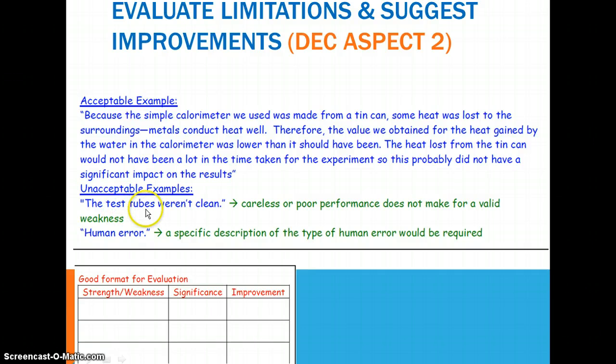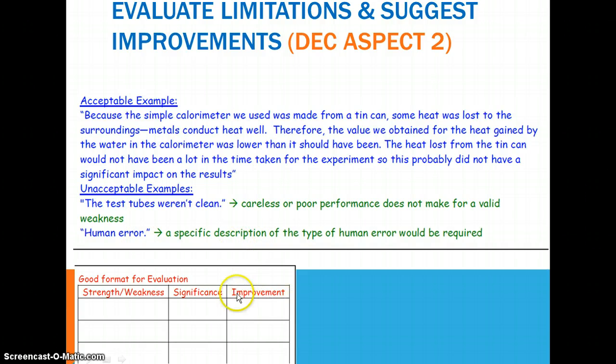So for instance, the test tubes weren't clean. Well, why do I care? What would that do to my results? Do they make them unreliable, unpredictable, not precise, inaccurate? Human error. Well, what kind of human error? What's the problem with that?